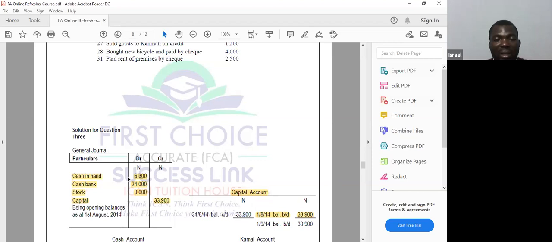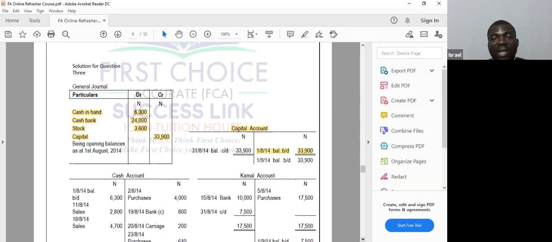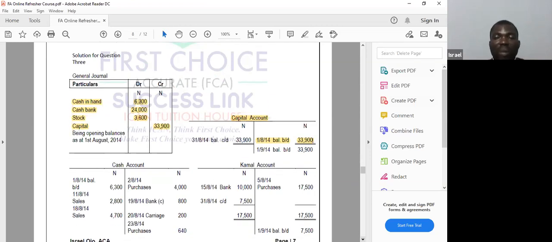We need to open cash in hand, cash at bank, and inventory records as well. Okay, these are our opening balances. Then going forward, we open other accounts that we are yet to have. So we look at cash in hand. We go to the cash account. Cash is an asset. An asset account has what? A debit entry. So we come here, cash account. We have 6,300. Can you see the balance for August 2014, that 6,300.